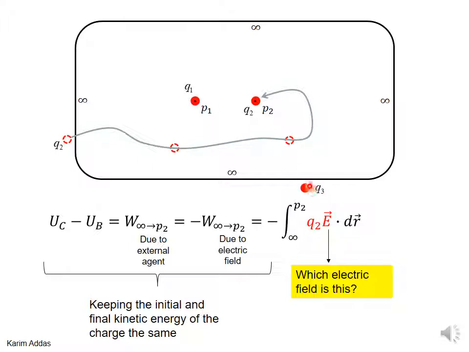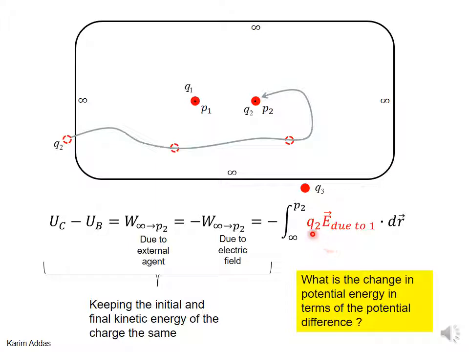But still, in this configuration, Q3, how far is it from Q2 along its path? It's infinitely far away. So Q3 is not going to influence the motion along this path at all. Only Q1 will. So the electric field here is the electric field due to Q1. So we can write it like this: it's Q2 times the electric field due to Q1.